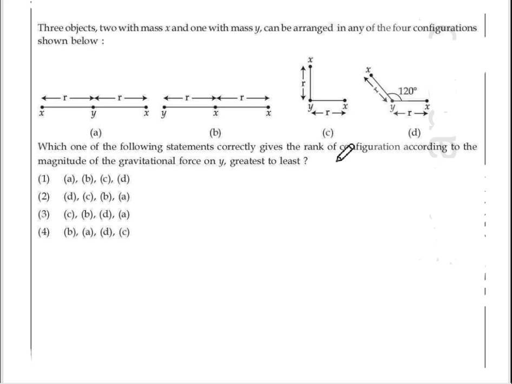So the following statement asks for the ranking of the configurations according to the magnitude of gravitational force on y. So we have to find the gravitational force acting on the middle object y. We have to find it individually, then calculate. Okay, so now I'll check one by one.